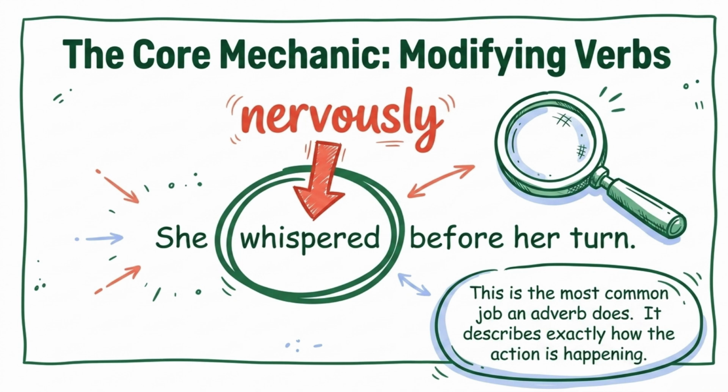The core mechanic, modifying verbs. This is the job adverbs do most often, modifying verbs. She whispered nervously before her turn. Nervously tells you exactly how the whispering happened, not just that an action occurred, but the texture of it. If you remember nothing else about adverbs, remember this core mechanic first.